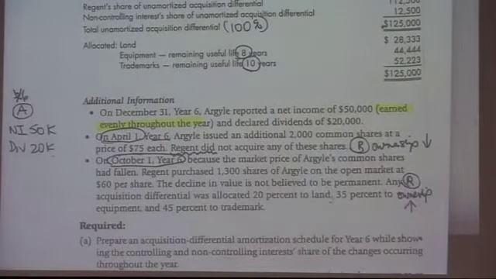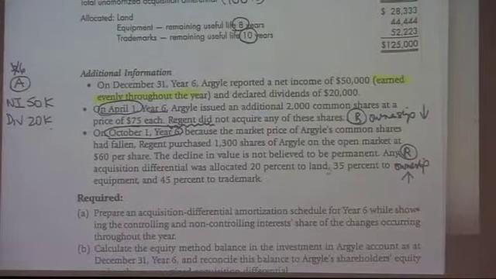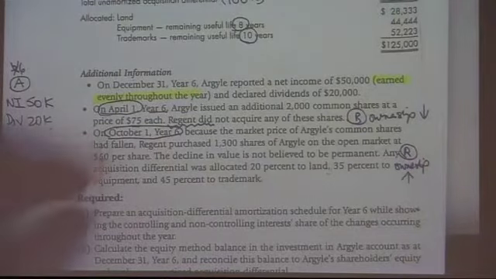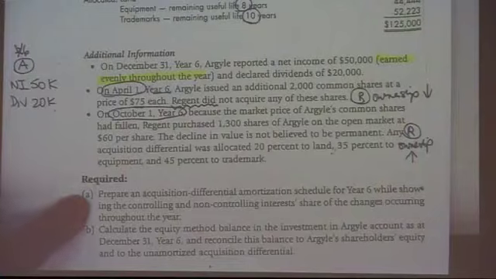Okay, so the first part of the required asks us to prepare the acquisition differential amortization schedule for year 6, showing essentially 2 columns, controlling and non-controlling interest shares of the changes that occurred during the year. So it's looking for the amortization schedule of the acquisition differential, but what's important is we're going to take a look at the adjustments that we need to make to the controlling and non-controlling interest in year 6.